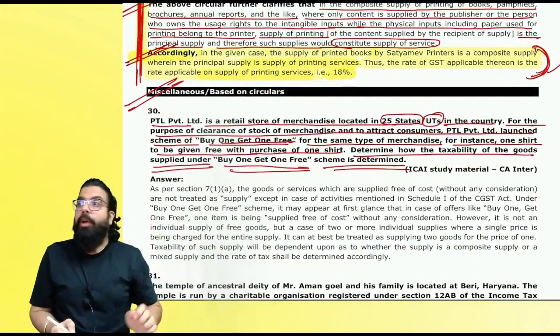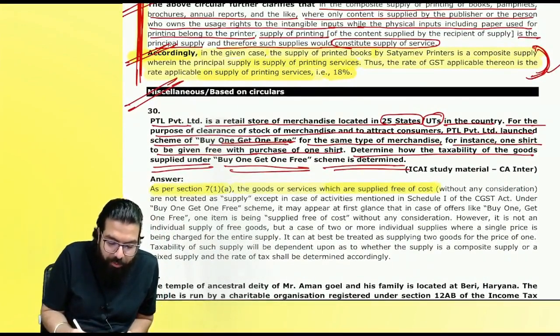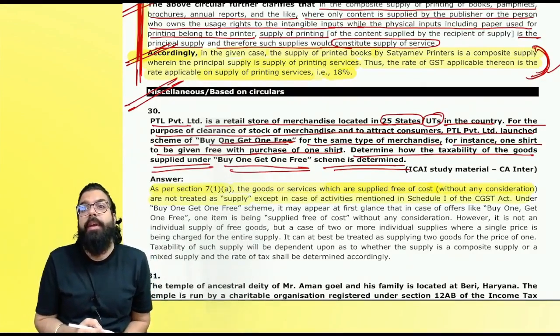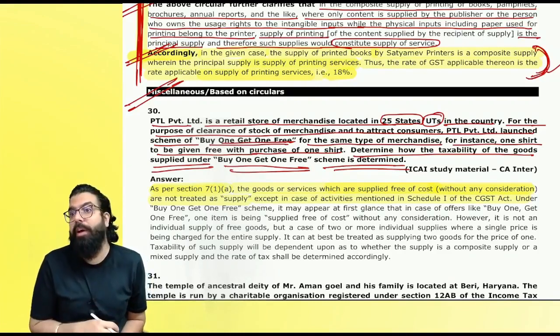Everyone here now. See, it says Section 7(1)(a): goods or services which are supplied free of cost, without any consideration, are not treated as supply, except when the cases fall in Schedule I. How many of you wrote this line? Saying that, sir, when you're in 7(1)(a), then it is only for consideration. Only when you're falling in Section 7(1)(c), then it will be a supply. How many of you even thought about writing this? None of you in the class.